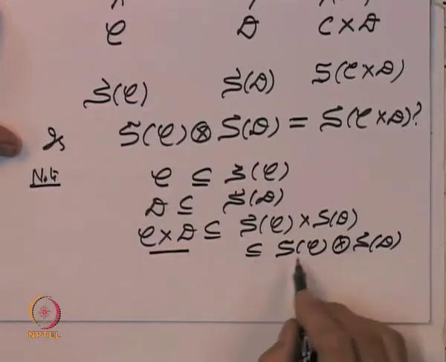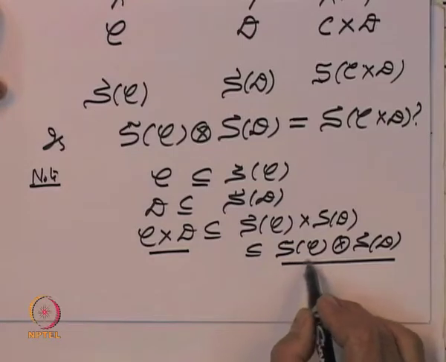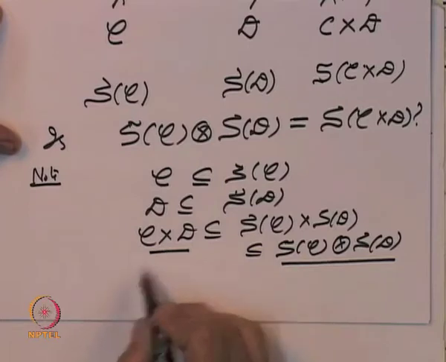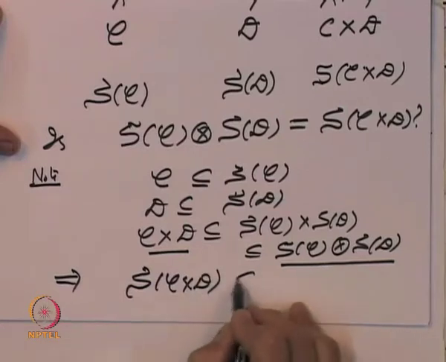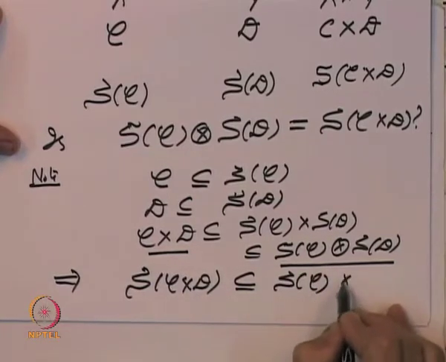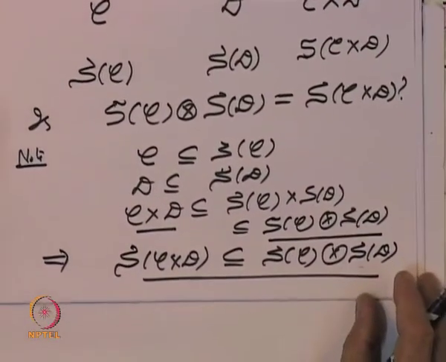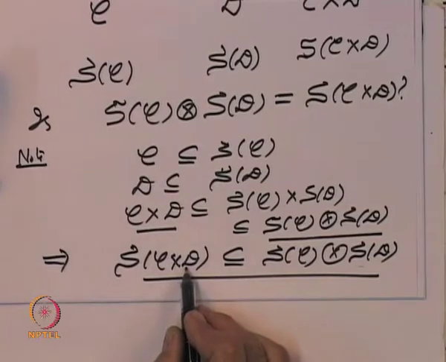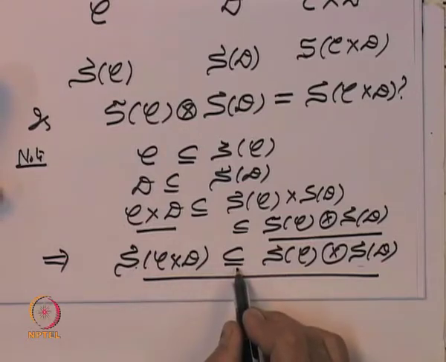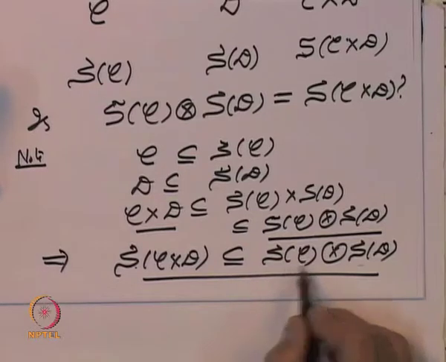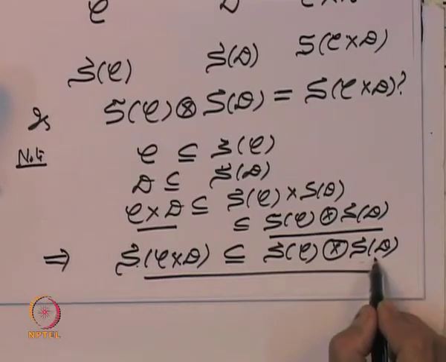So, C cross D is always in the product sigma algebra, the product of the sigma algebras S of C times S of D, and so that implies the smallest one, that is the sigma algebra generated by C times D, must be inside S of C times S of D. So, this is always true. First take the product of the families C and D and generate the sigma algebra out of it, then that is always a subset of: first generate the sigma algebras S of C and S of D, and then take their product S of C cross S of D.